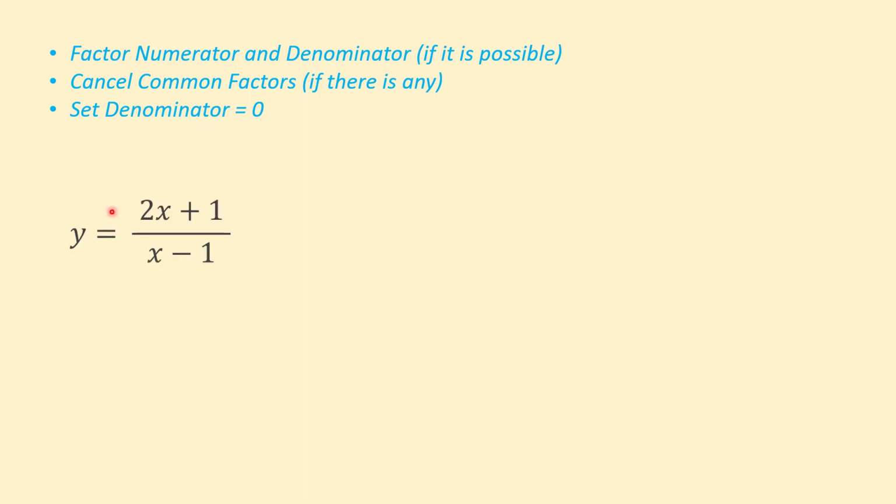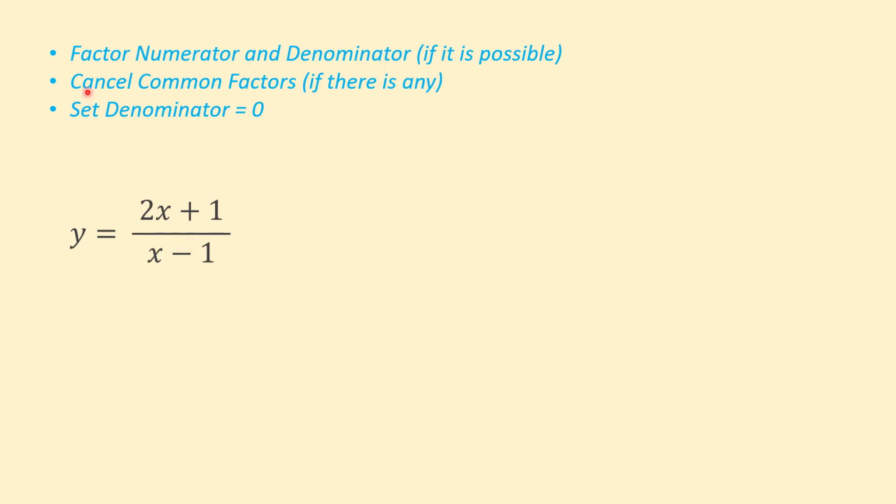Let's try an example. y equals (2x plus 1) over (x minus 1). The first step is to check and see if it is possible to factor the numerator and denominator. But in this simple example, there is nothing to factor in the numerator and denominator. So we go to the next step.